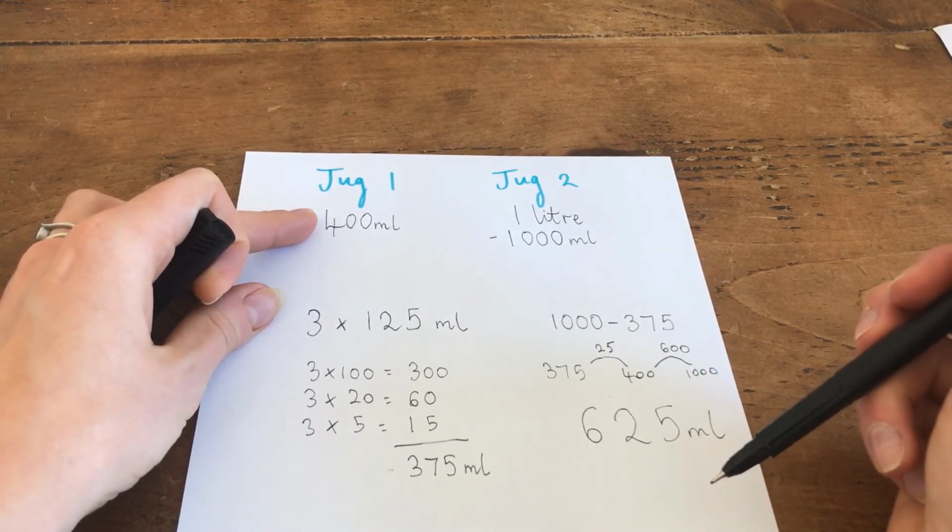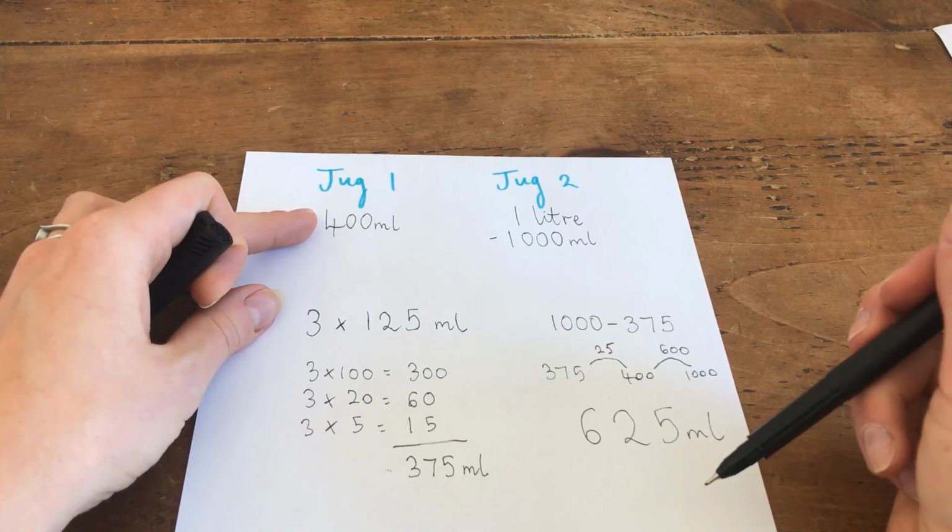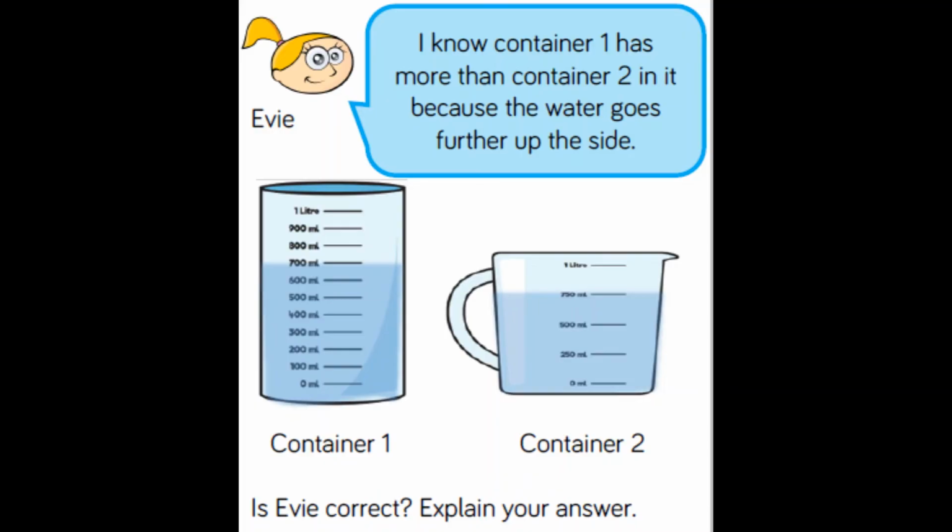An opportunity for you to get active with some containers in your kitchen too. Okay, bonus problem. Evie says, I know container 1 has more than container 2 in it because the water goes further up the side. So we've got a picture of container 1 and container 2. Is Evie correct? Explain your answer. So let's have a look. She thinks that container 1 has more liquid in than container 2 because the water goes further up the side, which we can see that it does go higher up than in the second container that we've got there.